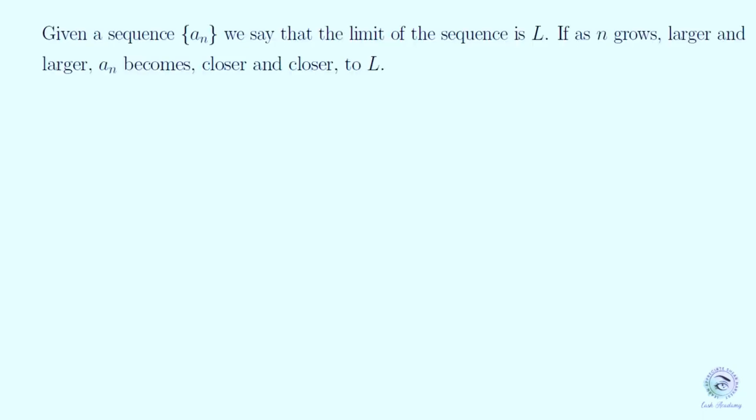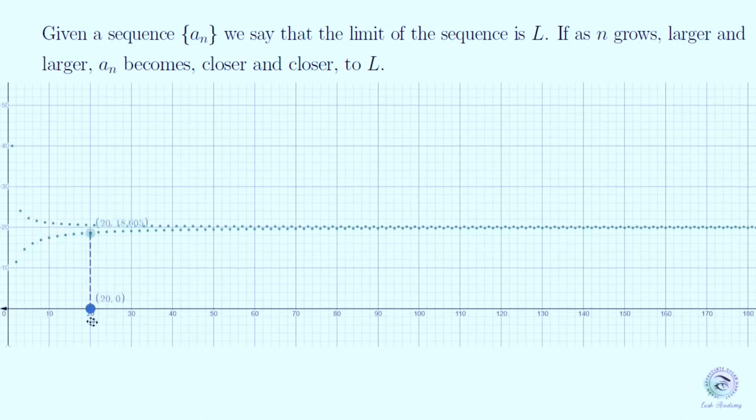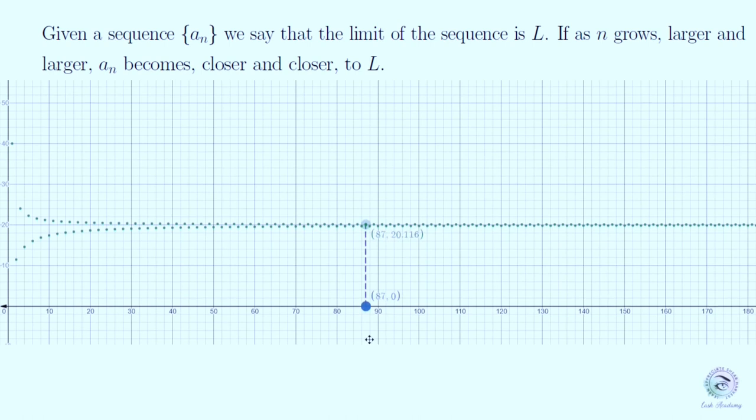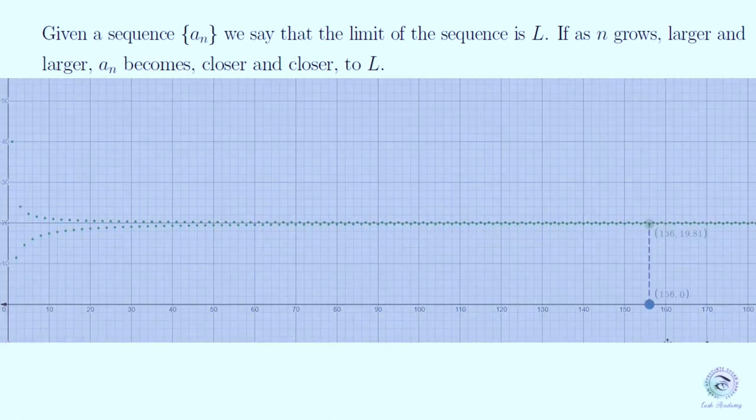Let's begin the discussion about the limit of a sequence by establishing an intuitive notion for the limit. Given a sequence a_n, we say that the limit of the sequence is L if, as n grows larger and larger, a_n becomes closer and closer to L. Let's re-examine the graph of a_n. By observing the graph, we can speculate that, as n keeps getting larger and larger, the values of a_n get closer and closer to 20. So we can postulate the limit of a_n to be 20.